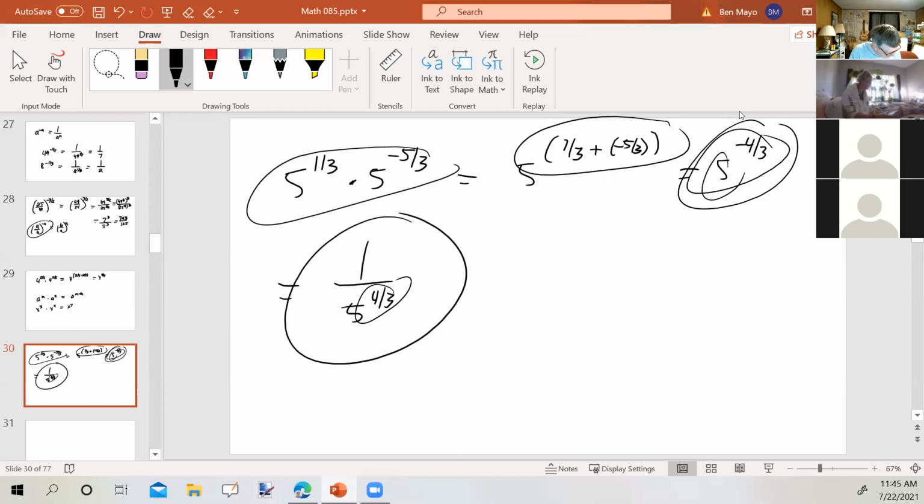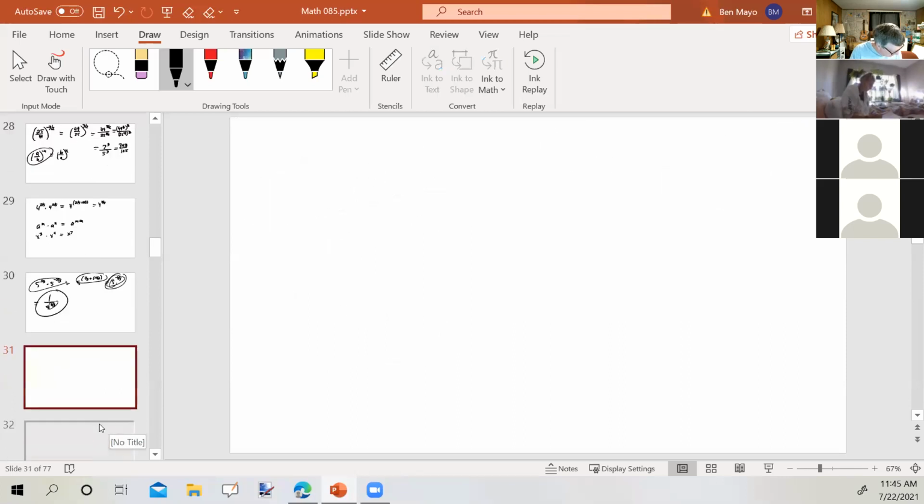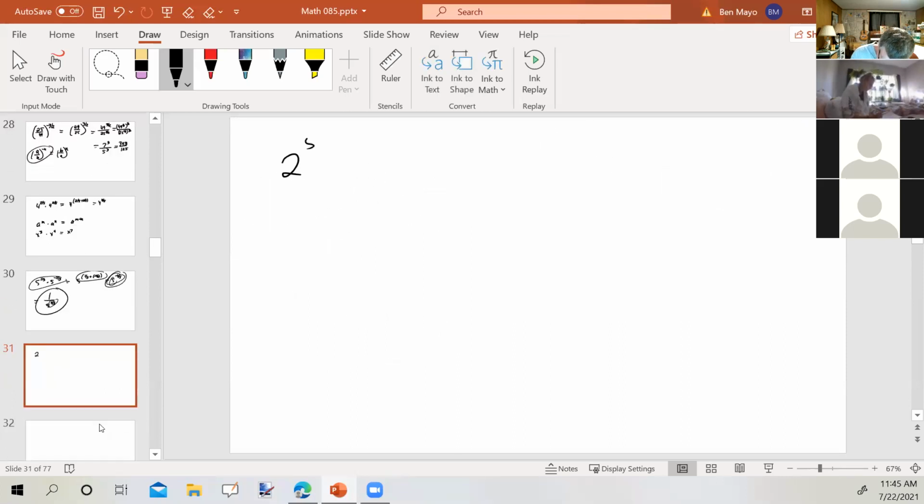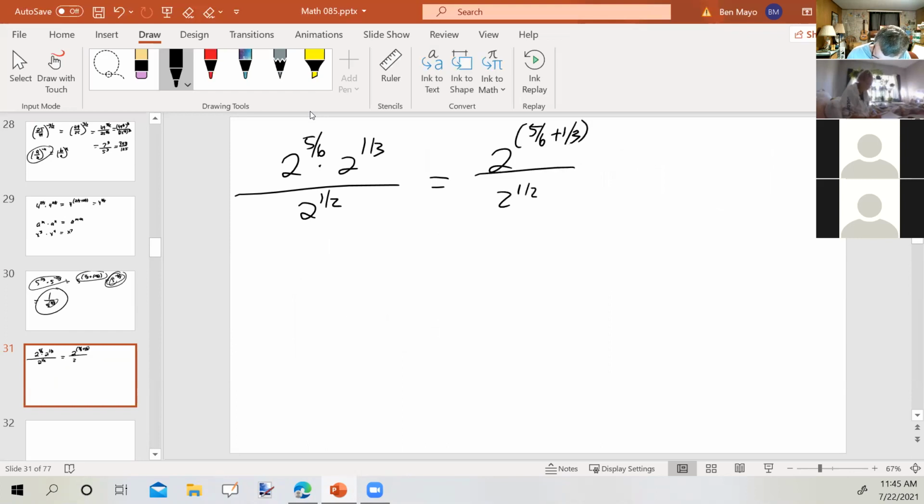Okay, what about this one? 2 to the 5/6 power times 2 to the 1/3 power over 2 to the 1/2 power. Okay, so on top I've got 2 to the 5/6 plus 1/3 power. But I need to add 5/6 plus 1/3 because I'm adding the exponents.